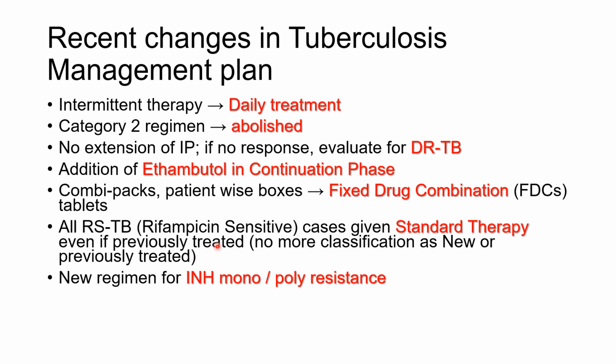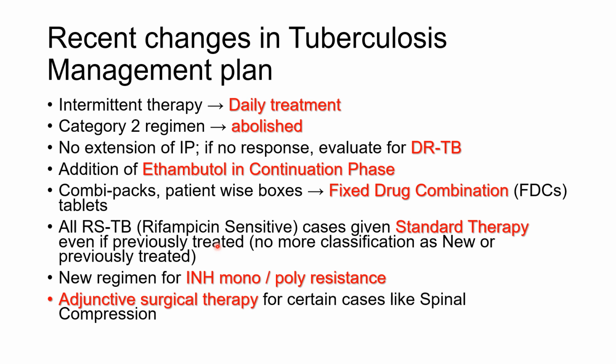There is a new regimen for INH mono and poly resistance. Previously it was not there. There was only drug sensitive, resistant, or multi drug resistant. But now there is a new regimen available for INH mono or poly resistance also. And adjunctive surgical therapy for certain cases like spinal compression is recommended in the National Tuberculosis Elimination Program. So these are the recent changes in tuberculosis management plan compared to before, and this is subject to change also, because the treatment of tuberculosis is very dynamic. The treatment recommendations change from time to time. So 5 years later this might not be the case. Some of these things might change also.